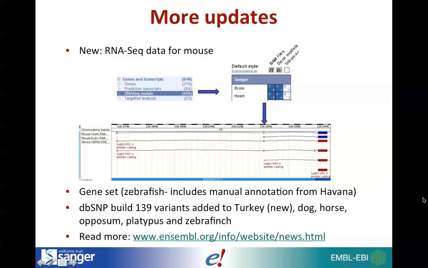So this is a way where you can do a quick comparison to see one piece of evidence in the RNA-seq models that it is actually expressed, and maybe it's expressed in this particular tissue. So that's a new thing for mouse. Previously, we only had it for human. Now we have it for human and mouse.